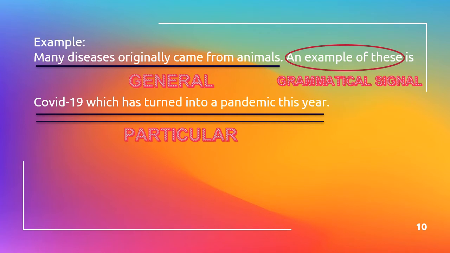So, general, broad topic that there are many diseases originally came from animals. You're giving an example, so you use a grammatical signal, an example of these. And then we have here the particular example of that disease, which is COVID-19. So that's general to particular.